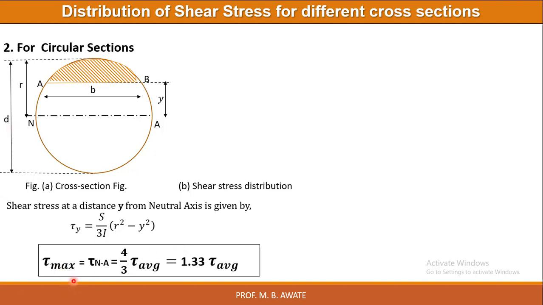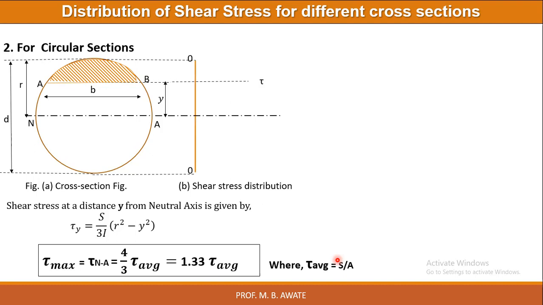the maximum shear stress occurs at the neutral axis, and that is equal to 4 by 3 times tau average, or that is equal to 1.33 times tau average. So where tau average is the ratio of shear force to the area. Now we will plot the shear stress distribution diagram.